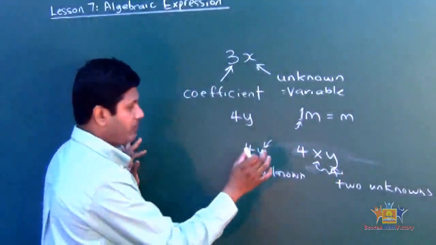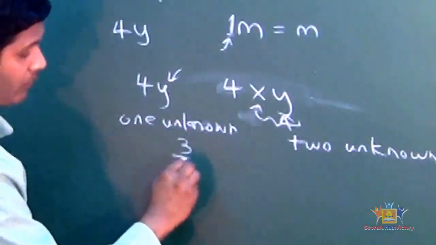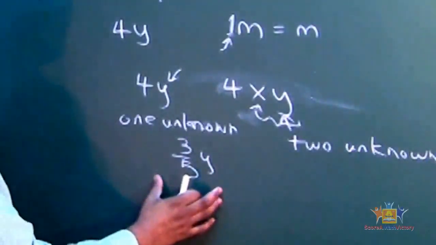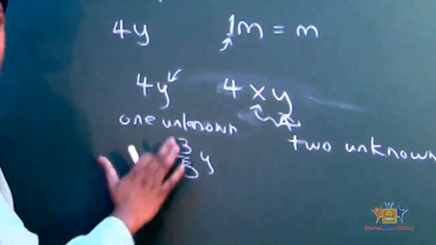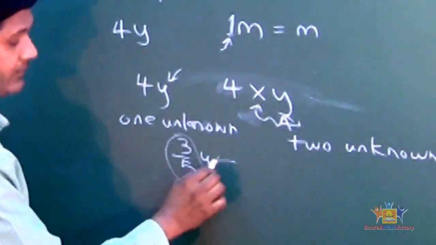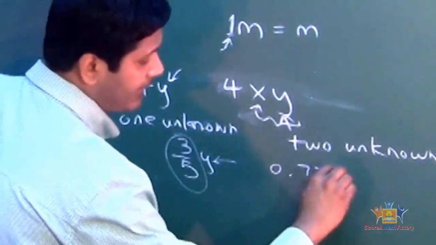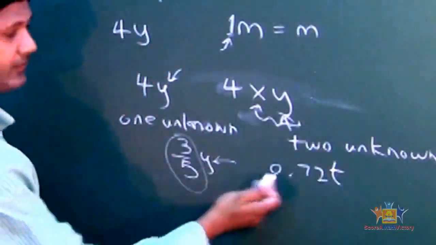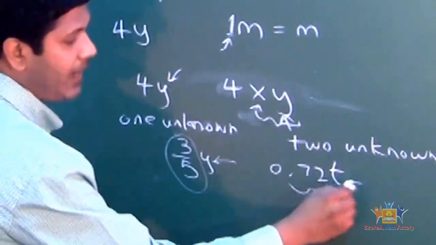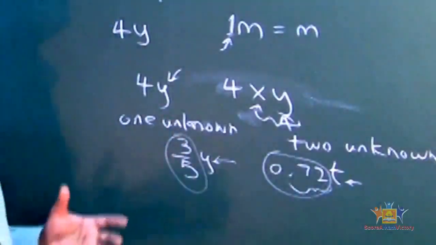But we will be concentrating mostly on one unknown. Now let's say I have 3/5y. Is this an algebraic term? Yes, it is. 3/5 is just a fraction. It's still a coefficient, still a number. And the y is the unknown. If I were to give you 0.72t, this is still a term. This is a number, and this is the unknown. This is the coefficient and this is the term.